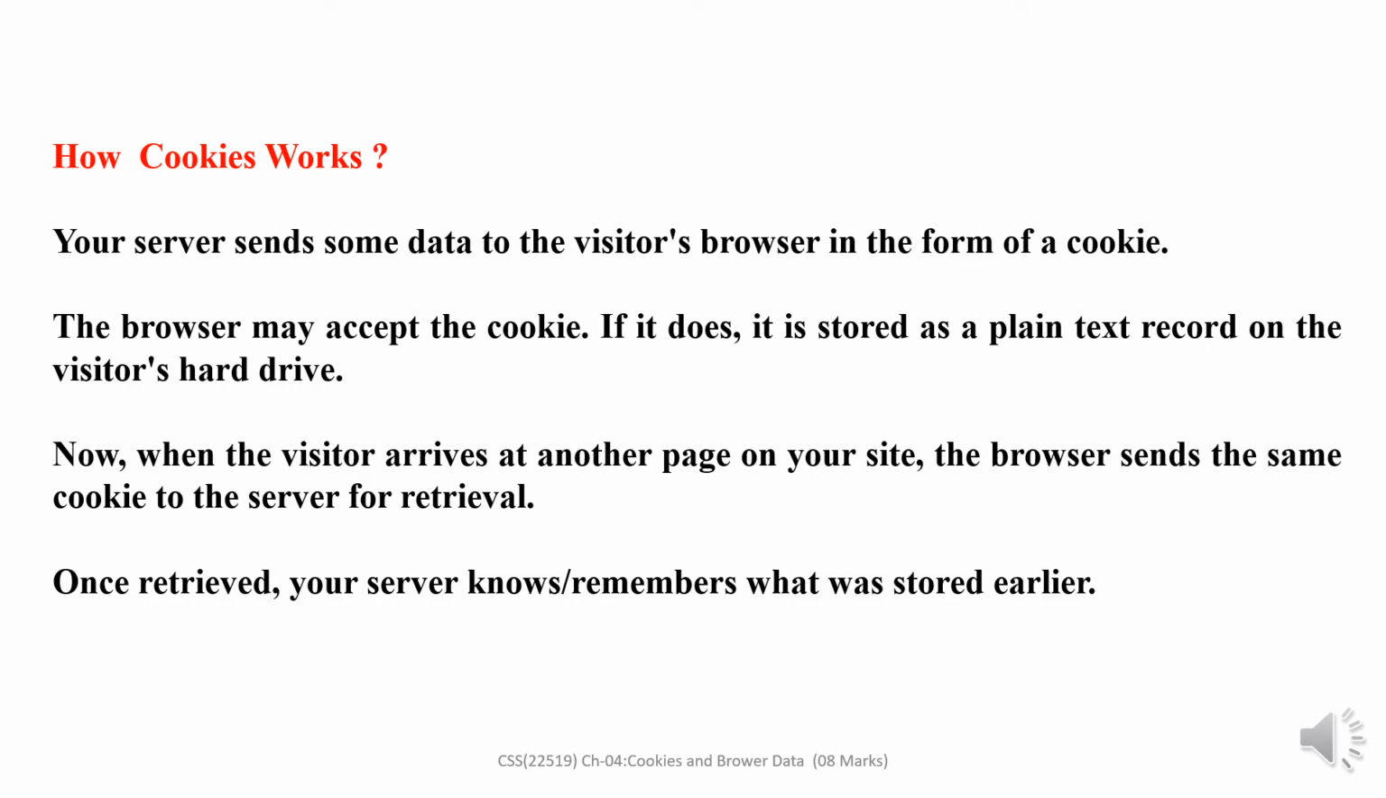We will see how cookies work. Your server sends some data to the visitor's browser in the form of cookies. The browser may accept the cookie. If it does, it is stored as a plain text record on the visitor's hard drive. Now when the visitor arrives at another page on your site, the browser sends the same cookie to the server for retrieval. Once retrieved, your server knows or remembers what was stored earlier. Like this, a cookie does its work.